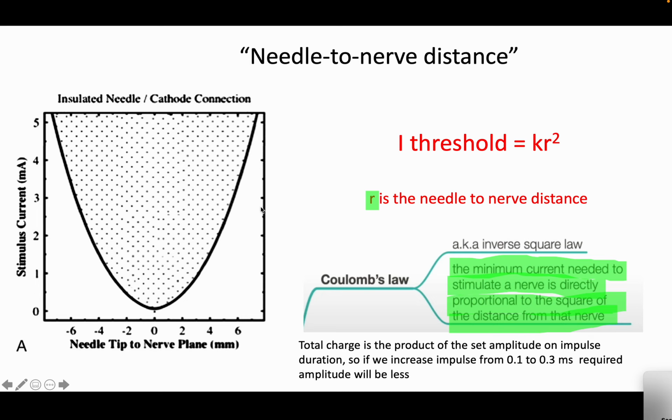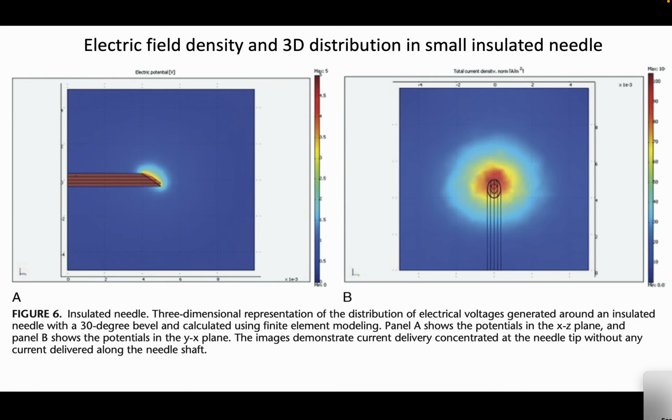Again, it's very important that when we're talking about this current, we're talking about total charge, the number of these electrons. And total charge is the product of set amplitude and impulse duration. So for example, if you increase your impulse duration from 0.1 to 0.3, you may need much less amplitude to depolarize this nerve. And it's kind of important when you compare scientific papers.